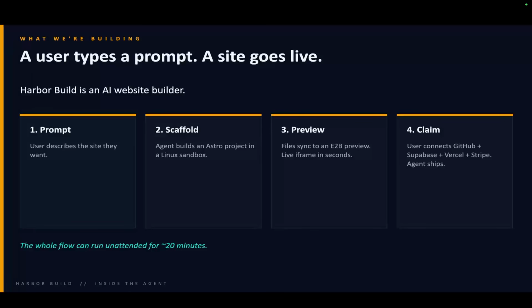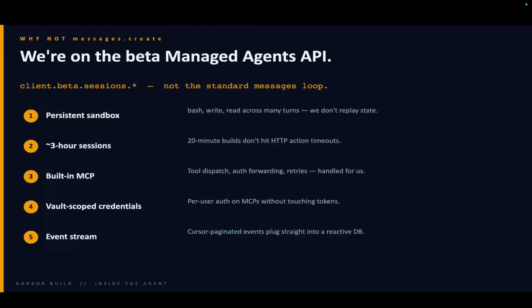This is Harbor Build. So you prompt, user describes the site they want. We scaffold it, agent builds an Astro project in a Linux sandbox, right? We sync to E2B, which basically gives a preview like Lovable, Bolt, etc. And then once that website is done, they can claim the website, or you will be able to claim the website using a process where you connect to your Supabase, you connect your GitHub, your Vercel, Stripe, and then you actually get the website at the end of it.